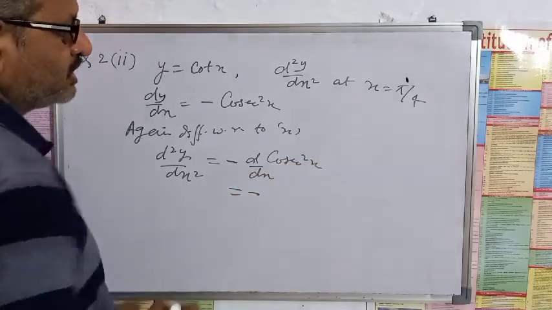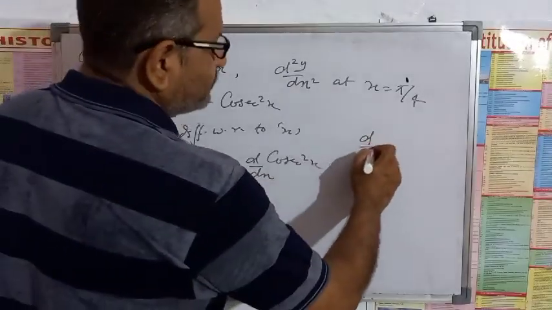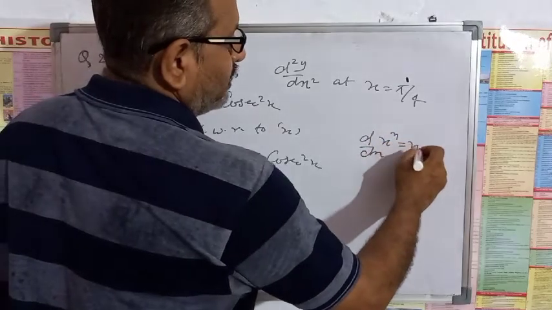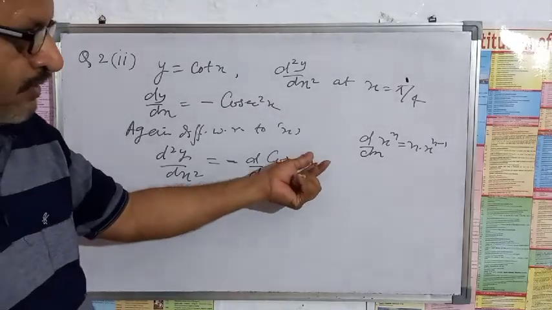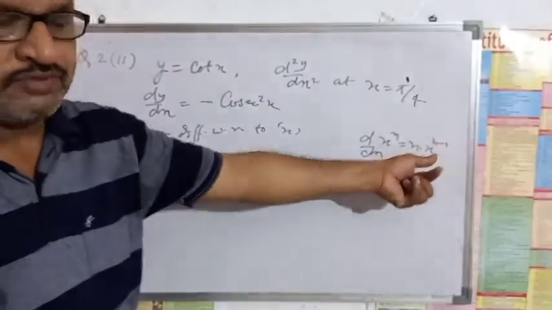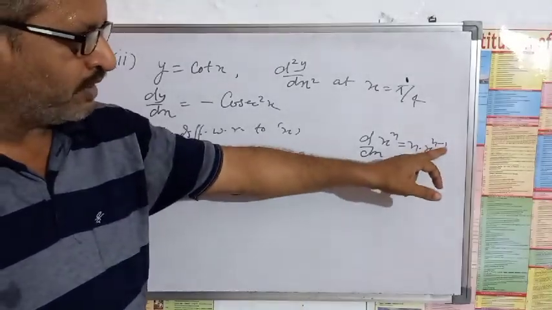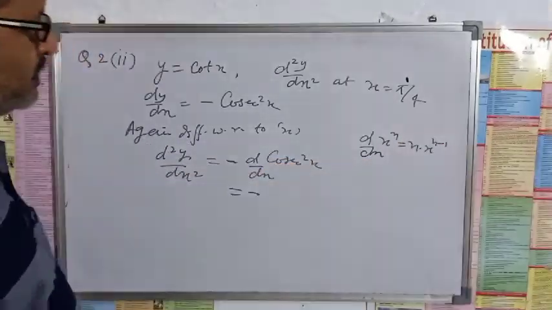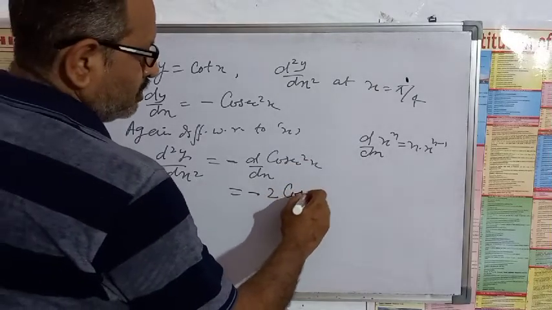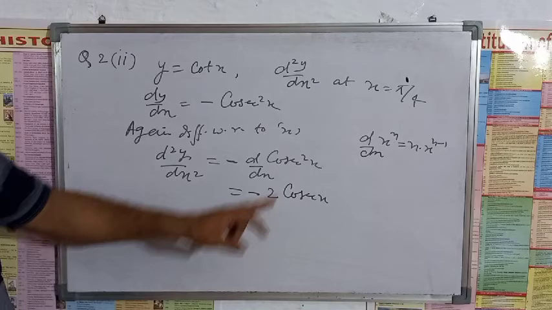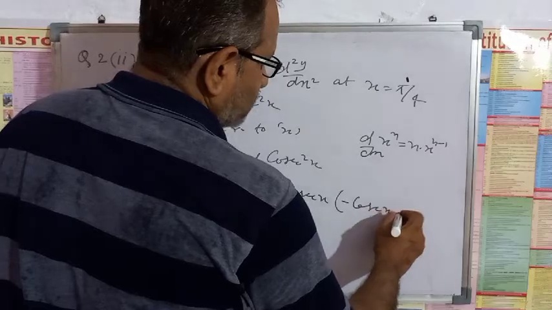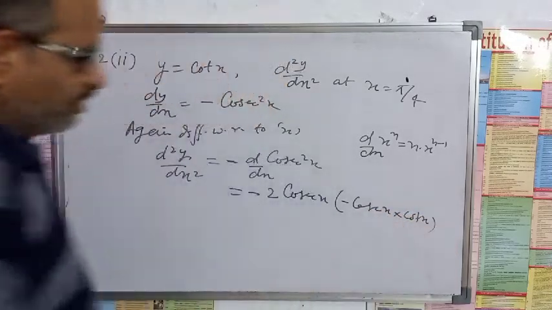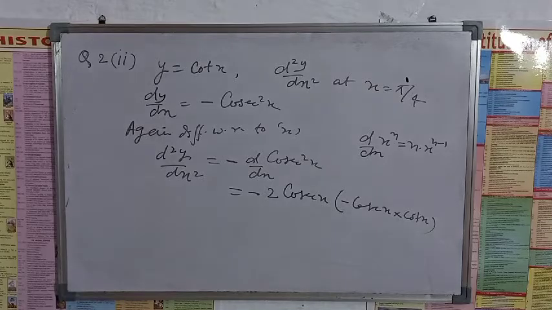Minus, differentiate cosec square x. Use here this formula d by dx of x to the power n. So suppose cosec x is x. So x to the power 2. So it will be 2 into x to the power 2 minus 1, 2 minus 1 means 1. So 2x will come. So it will be 2 into cosec x. Again differentiate cosec x. Cosec x derivative is minus cosec x into cot x.